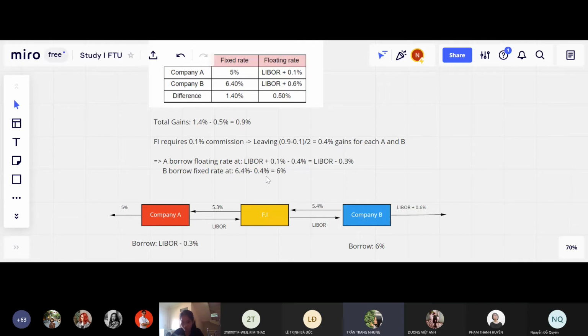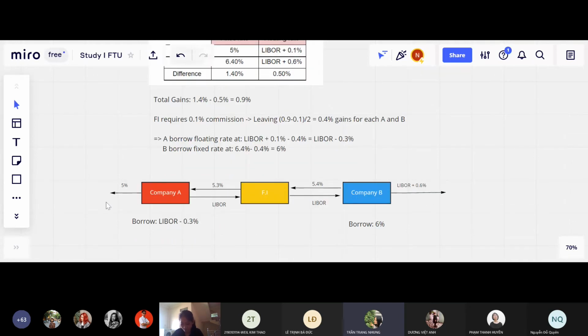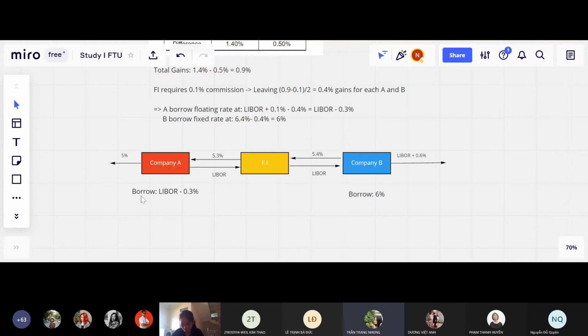So from that result, I can draw the swap like this. Yeah, I don't know how to explain this swap strategy, but it will end up that company A will borrow exactly at LIBOR minus 0.3%, and B will borrow at the fixed rate of 6%.